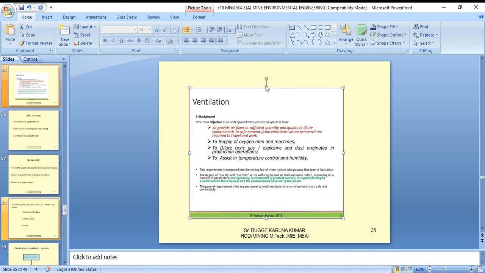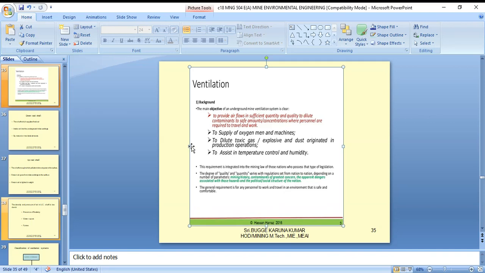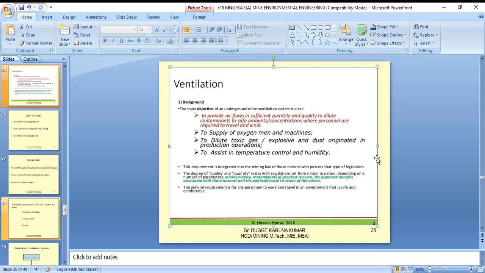So overall, the background of the ventilation, I hope you are all getting it. Once again, the main objective of an underground ventilation system is to provide the flow of sufficient quantity and quality to dilute the contamination to a safe concentration where personnel are required to travel and work, to supply oxygen for men and machines, to dilute the toxic gases, explosives and dust originating in the production operations, and to assist in temperature and humidity control.